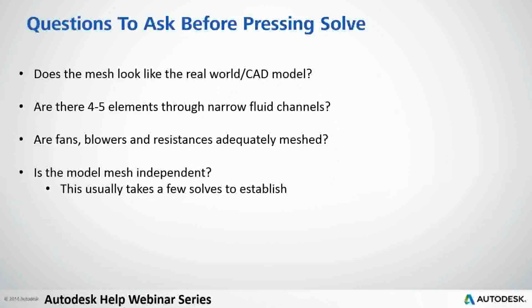So with meshing, there's a few questions that I generally recommend we ask before we press solve. Does the mesh look like the real world or the CAD model? So this is assuming we've meshed the model before we started to run it. Are there 4 or 5 elements through any small narrow channel? Are fans, blowers and resistances adequately meshed? And is the model mesh independent? Generally this takes a few solves to establish, but it's an important factor if we're running a final study that we want to be very, very accurate.